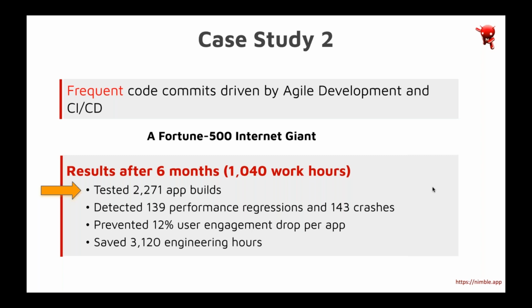Another one, so they didn't let us use their name, but this is a very large company with lots of different teams. And what we found is when you look at how frequently that many engineers make code changes, the sooner you can find a problem, the better it is. So after 6 months, we basically found these regressions.